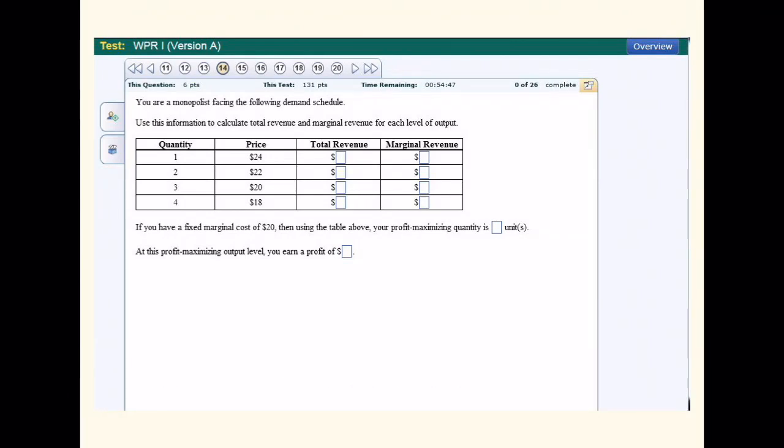Today we're going to be looking at another one of the most missed questions off the first WPR exam this semester. And the question involves a monopolist facing a specific demand schedule and then trying to optimize for profit. So let's just graph this situation so we could visualize what a monopolist is always trying to do.